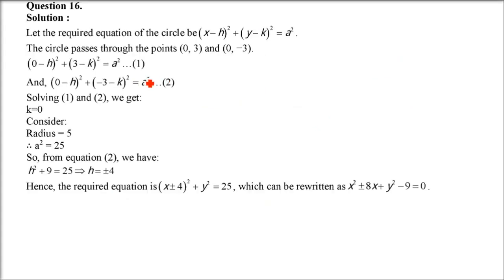Now coming to question number 17. Actually in the book it is 17, here I am showing it as 16 for continuation. Find the equations of the circle passing through the points on the y-axis at a distance 3 from the origin and having a radius of 5. So the radius is given as 5.